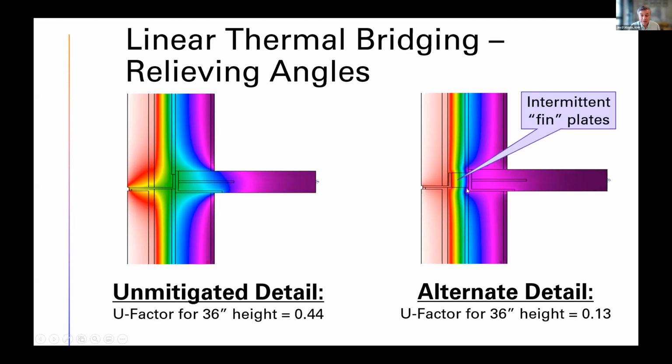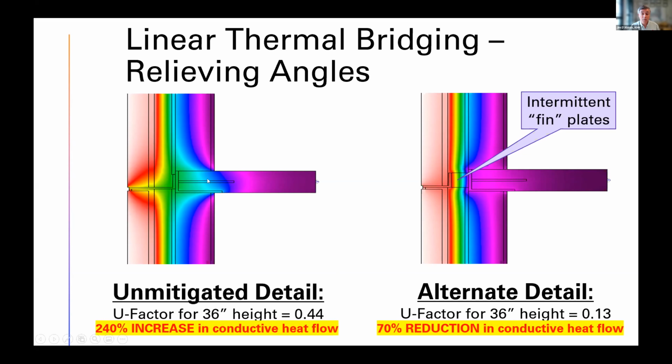You can do an alternative detail with an interior little fin plate every 24 or 32 inches on center or so, which reduces the U factor down to 0.13, which is like a 70% reduction of the heat flow in that area. And it's not necessarily more expensive. AISC says it's a little less expensive because it's less steel. The big dumb shelf angle, time to get rid of it. It's got a 240% increase in thermal flow compared to the proper detail. Yes, structural engineers need to pay attention to what their details mean in terms of thermal flow.